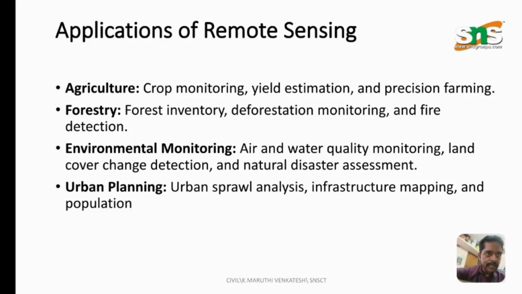Environmental monitoring: air and water quality monitoring, land cover change detection, and natural disaster assessment. Urban planning: urban sprawl analysis, infrastructure mapping, and population.